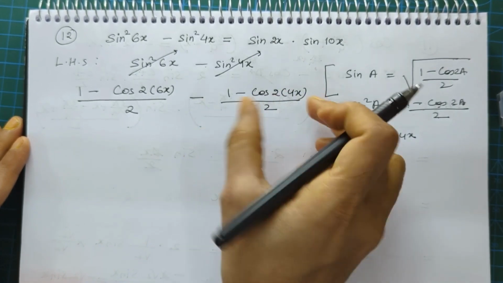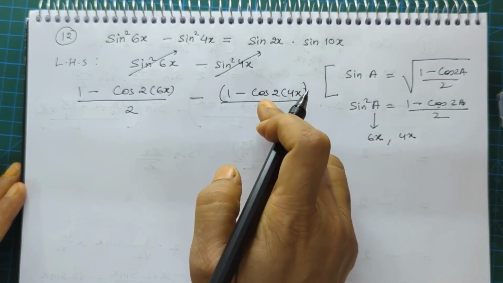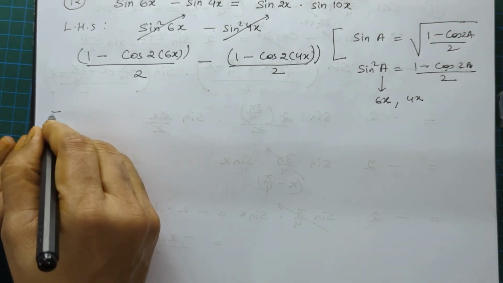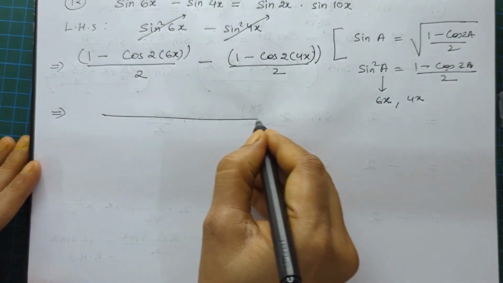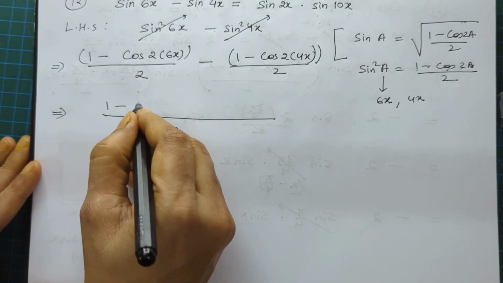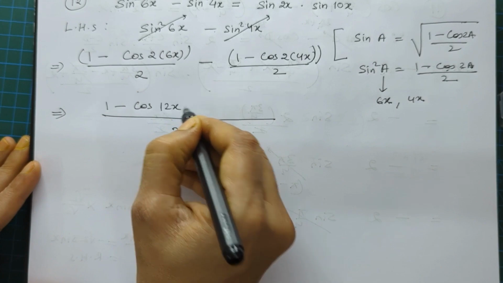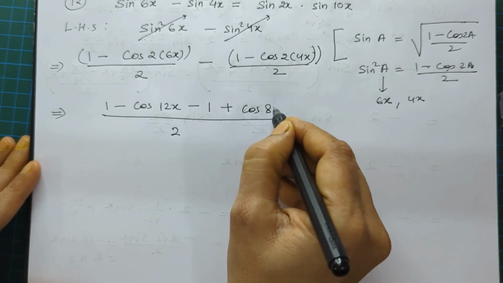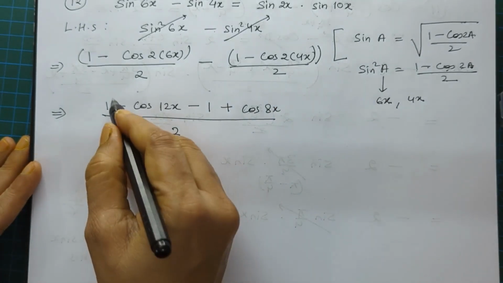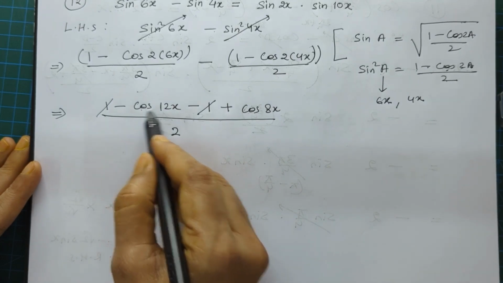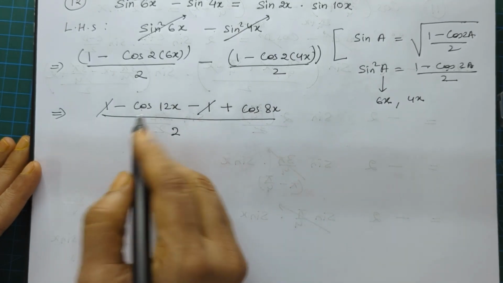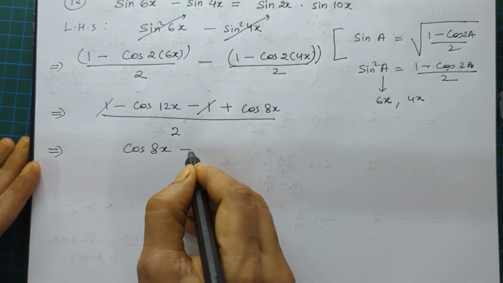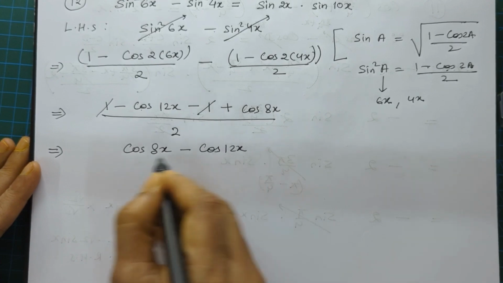Be careful, negative sign is there, two terms are there. So, the signs of this will change. Now, LCM of the denominator is 2. And numerators: 1 minus cos 12x minus 1 plus cos 8x. 2 times 4x is 8x. What cancels? Let it cancel. Then these two will be written in order, a positive one first, negative one next. So we get in the numerator cos 8x minus cos 12x, by 2.